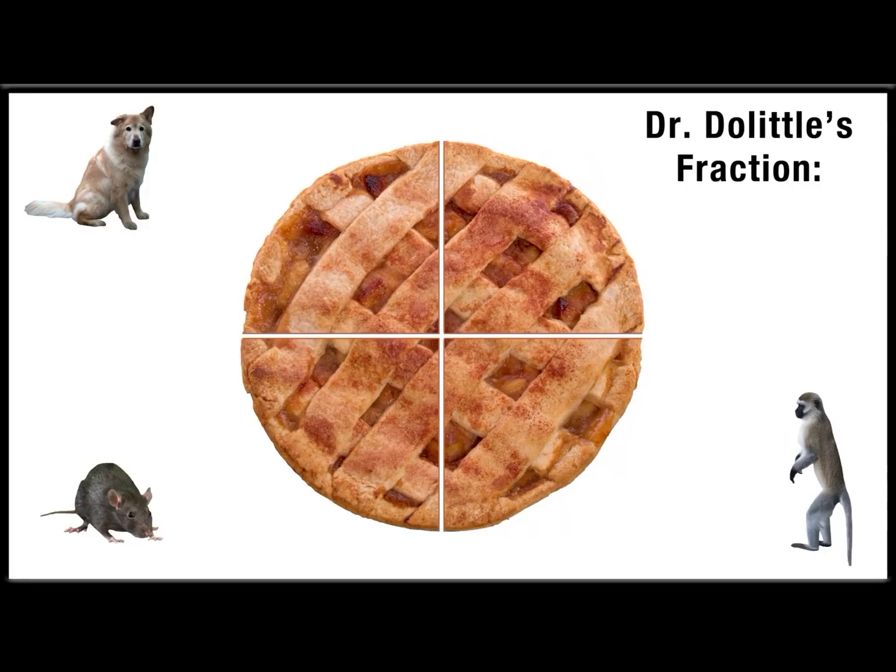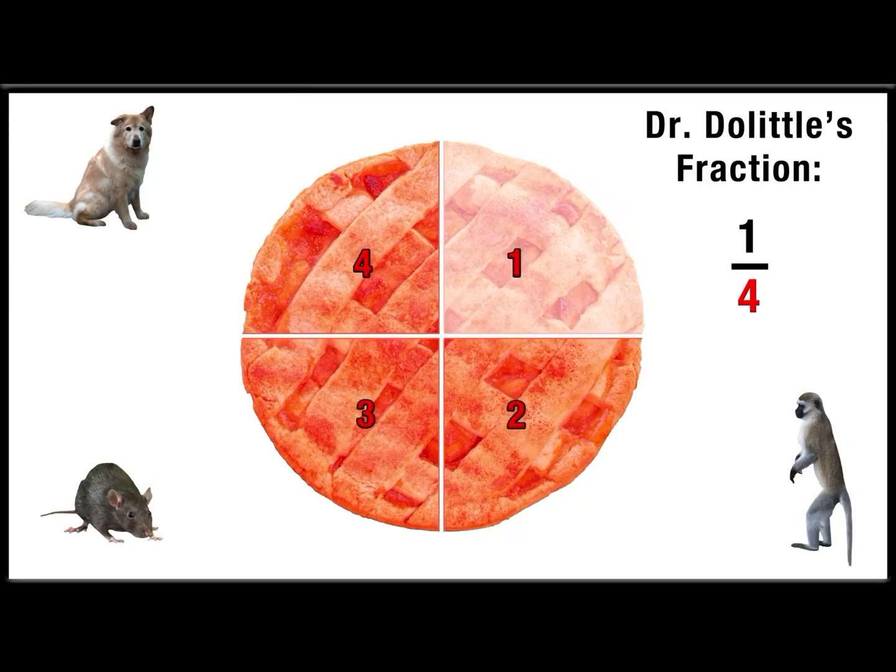If Dr. Dolittle eats one piece, he will be eating 1/4 of the pie. We write the fraction 1/4 like this. The bottom number is the total number of pieces or groups. There are 4 pieces of pie, so the bottom number is a 4. The top number is the pieces or groups we want to talk about. In this case, Dr. Dolittle is eating one piece of pie, so we write a 1.